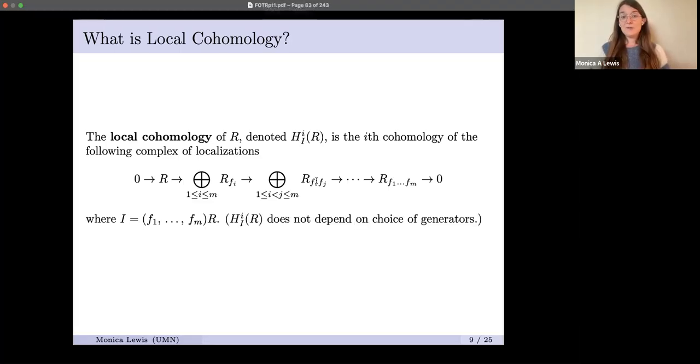And this is not obvious, but it turns out that the cohomology of the complex does not depend on your choice of generators. In fact, it doesn't even depend on the choice of generators up to radical, which is pretty cool. So local cohomology tells us a lot of very interesting properties about the ring itself. It encodes information about Cohen-Macaulayness, the Gorenstein property, regularity can be found in there. So this is certainly an object of interest to us. Now, what we're interested in here is the structure of local cohomology, either as a D or F module.